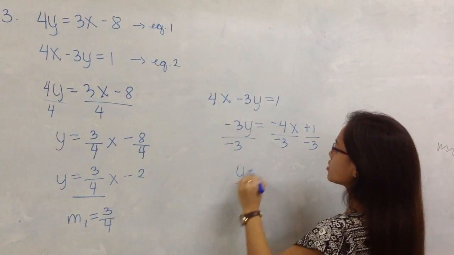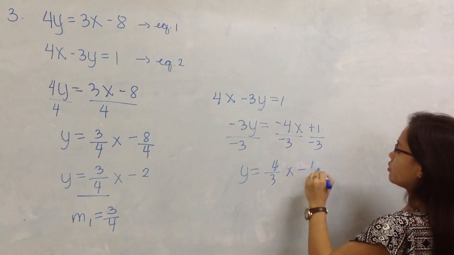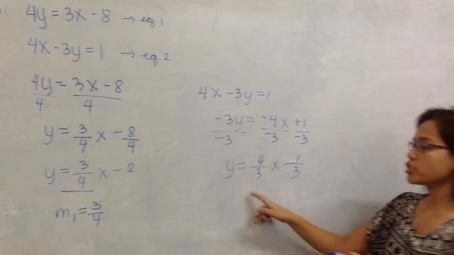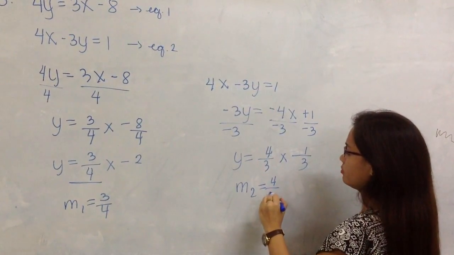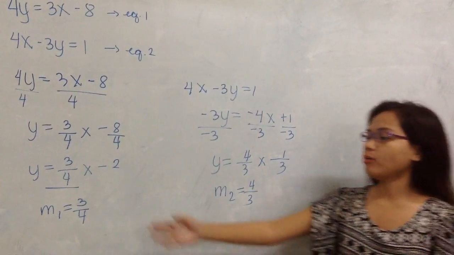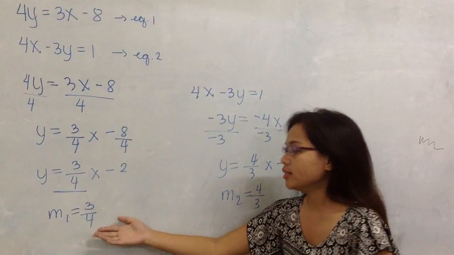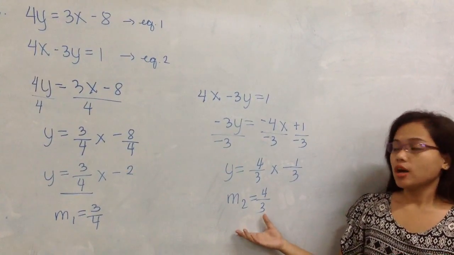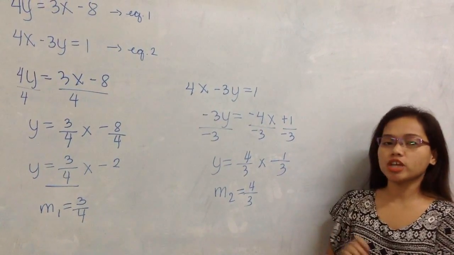So y becomes 4/3 x minus 1/3. So the slope of the second equation is 4/3. As you can see, m1 and m2 are not equal. m1 and m2 are also not negative reciprocals. They are not negative reciprocals of each other.